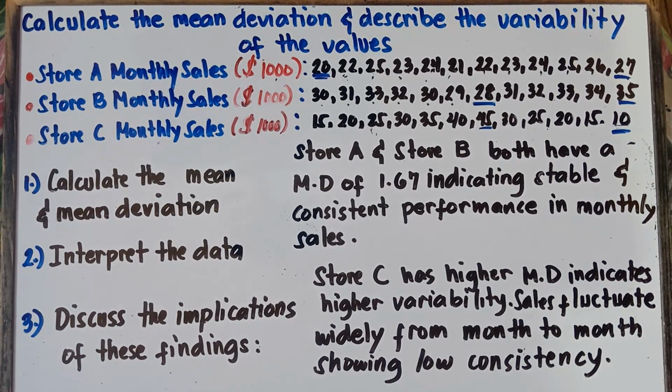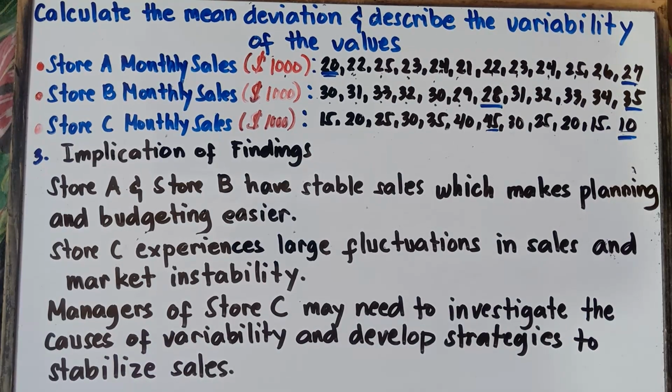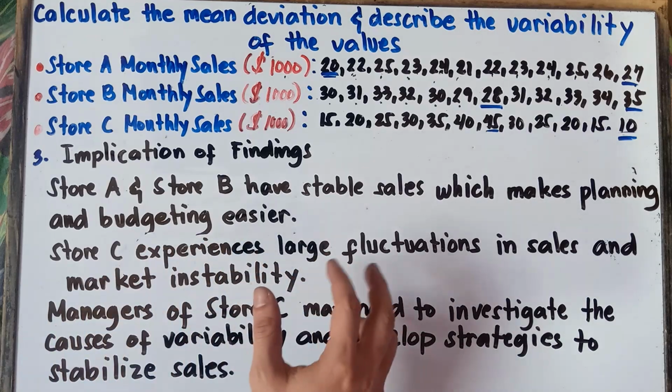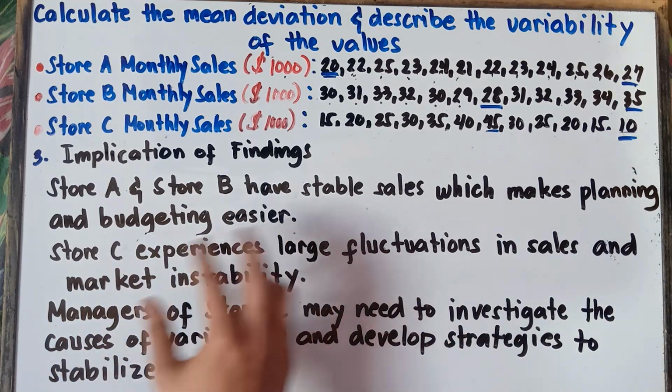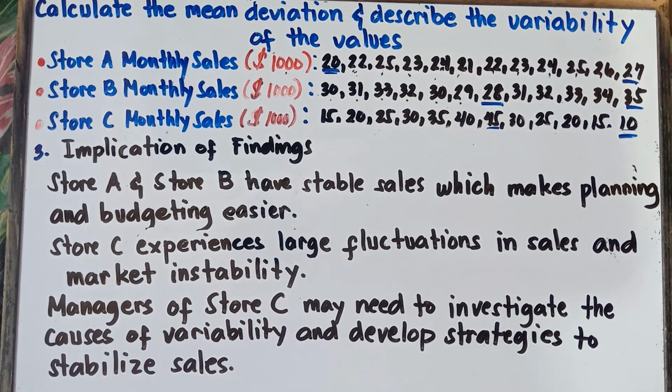So let's proceed now to number 3, discuss the implications of this finding. So we will have our conclusion for number 3. Alright, so we don't have enough space, class. Let me just erase this one for the answer for number 3. This will be our implications of findings, our outcomes. Store A and store B have stable sales, which makes planning and budgeting easier. On the other hand, store C experiences large fluctuations in sales and market instability. So managers of store C may need to investigate the causes of variability and develop strategies to stabilize the sales.